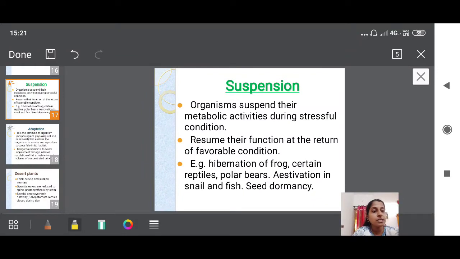Seeds also remain dormant, they are not going to come out unless they get favorable conditions, isn't it? We also discussed one term called diapause in zooplanktons, where the developmental stage itself is arrested until the favorable condition comes. When the favorable condition comes, they go on to the next developmental stage. Okay, so that was diapause. So suspension is also over.